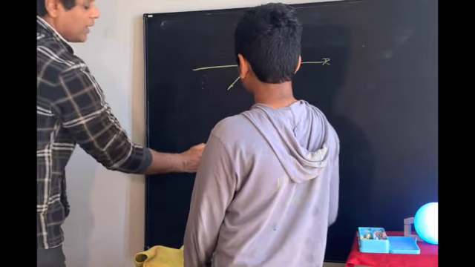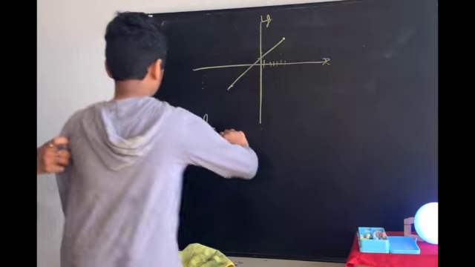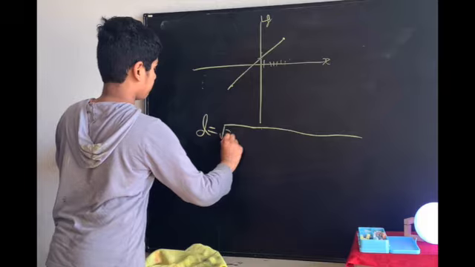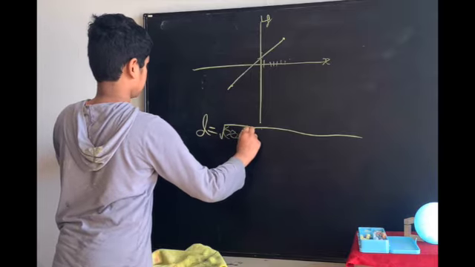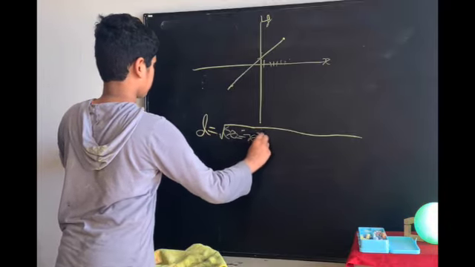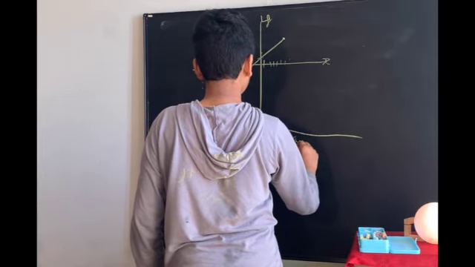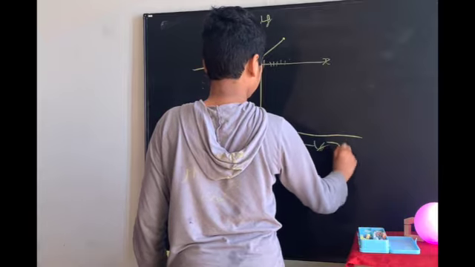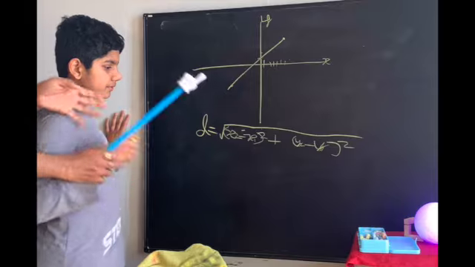Distance between 2 points in a plane. So d equals what? Square root. Yeah, you write down because I'm making a video for your school. x2 minus x1 square plus y2 minus y1 square.